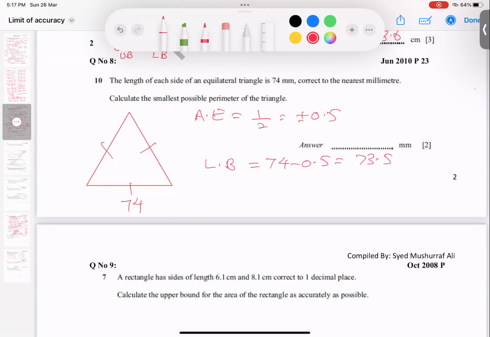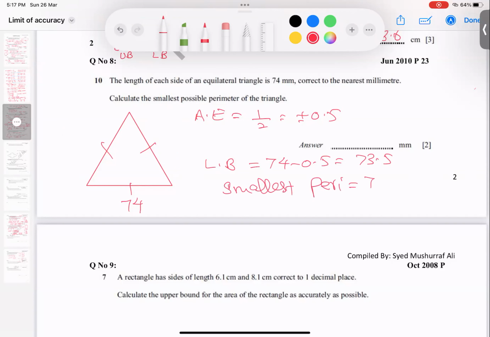But he said perimeter, not one length. I got this one length. And perimeter means length plus length plus length. So 3 times, or into 3. Same thing. So it means the lower bound, or I can write here the smallest perimeter, is coming what?